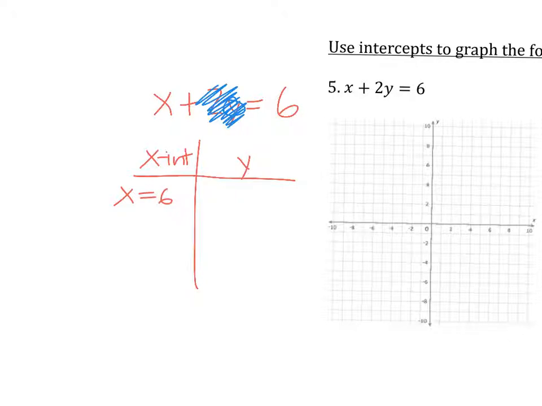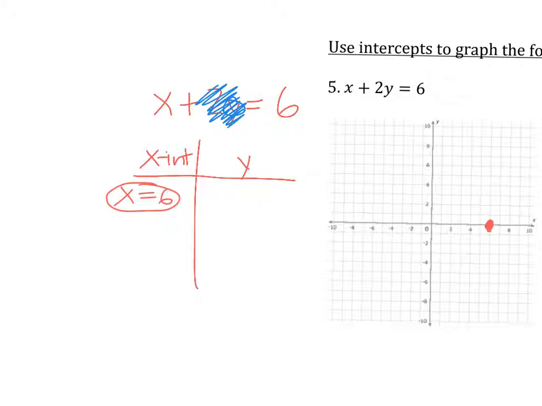And that's it. X equals 6. That's my x-intercept. So that means over here on my x-axis on my graph, remember, x-intercept crosses the x-axis, so x-axis at 6. So there's my first point. Now I'm going to get my second point.